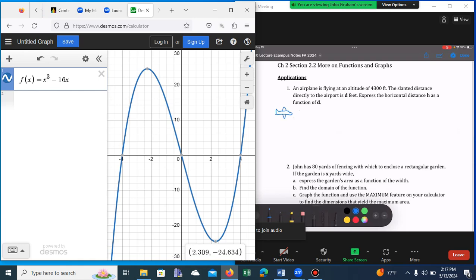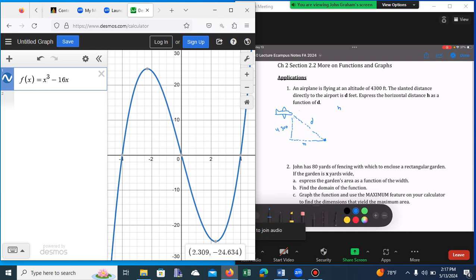And it's flying, and you've got the slanted distance to the airport. That's D. The height is 4,300 feet. And then we're going to call H the horizontal distance as a function of D. All right, so this is going to get into the Pythagorean theorem.